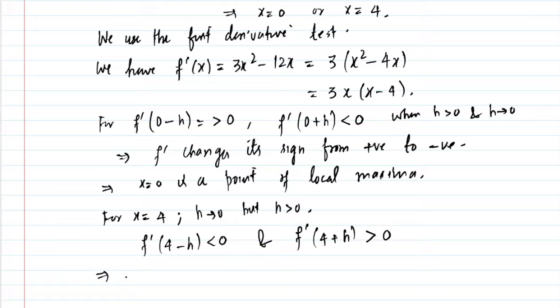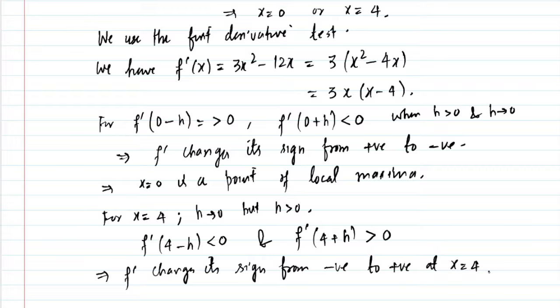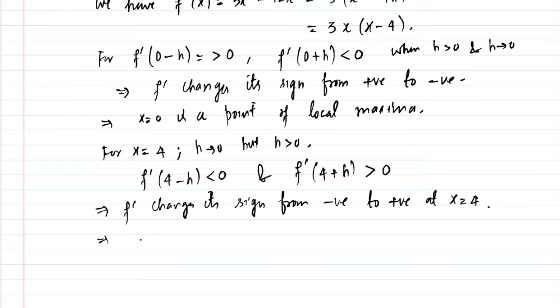So this implies f dash changes its sign from negative to positive at x equal to 4. So this implies x equal to 4 is a point of local minima. So we have classified x equal to 0 as a point of local maxima and x equal to 4 as a point of local minima. Now we can evaluate the maximum and the minimum values.